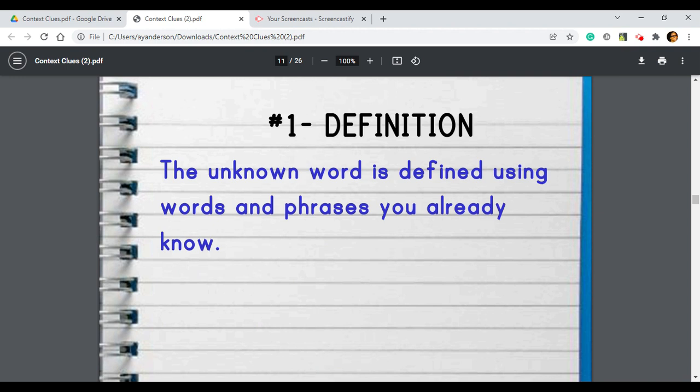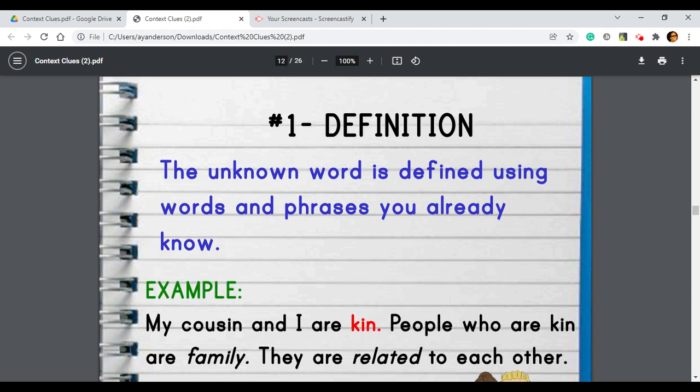Number one, definition. The unknown word is defined using words and phrases you already know. Example: my cousins and I are kin. People who are kin are family. They are related to each other.